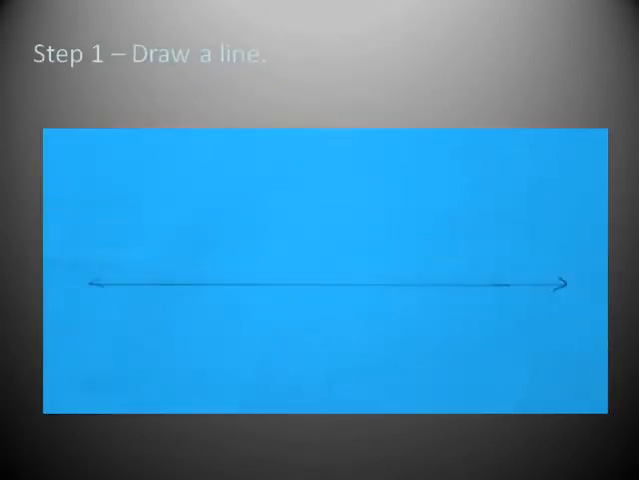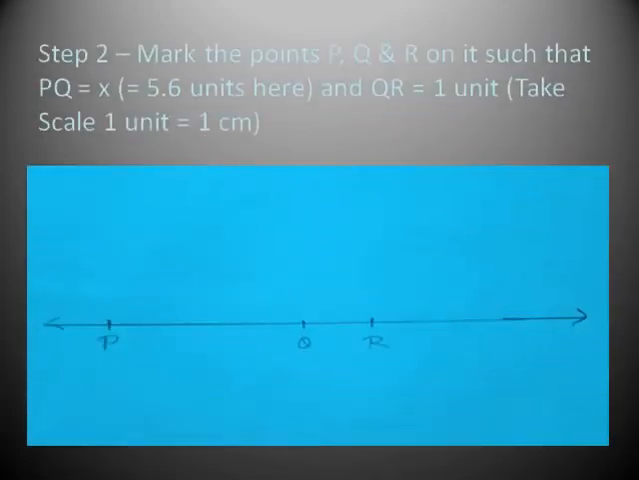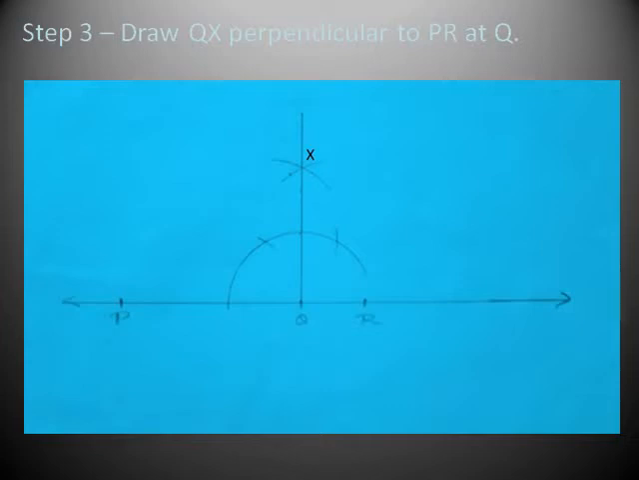To do so, in the first step, we will draw a line. Now mark the points P, Q and R on it such that PQ is equal to x, that is 5.6 units here, and QR is equal to 1 unit, and here we can take scale 1 unit equals 1 centimeter. In the next step, we will draw QX perpendicular to PR at Q just as shown in the figure and use compass and ruler to do the construction.